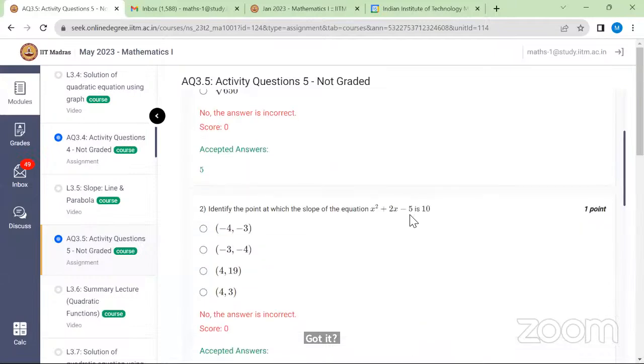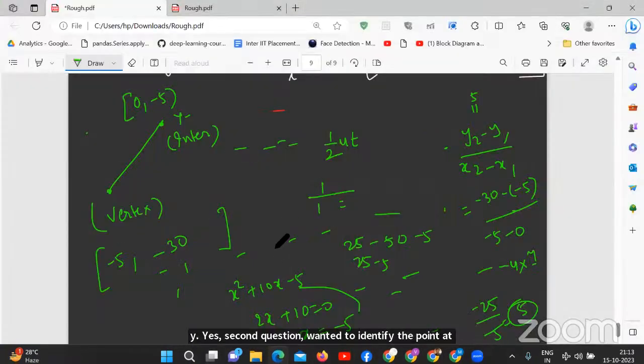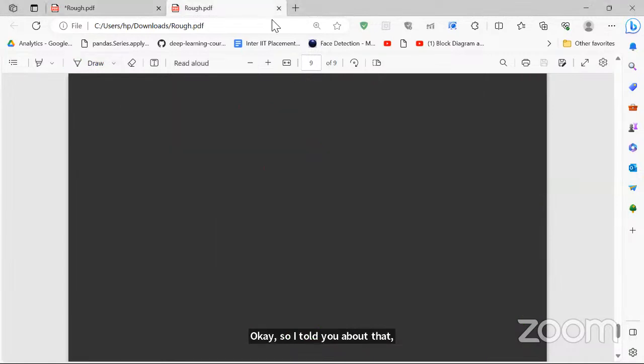Okay, second question: identify the point at which the slope is 10. So you know the formula, right? I told you about that, how to calculate the slope. So I can calculate it, first b is equal to 10.